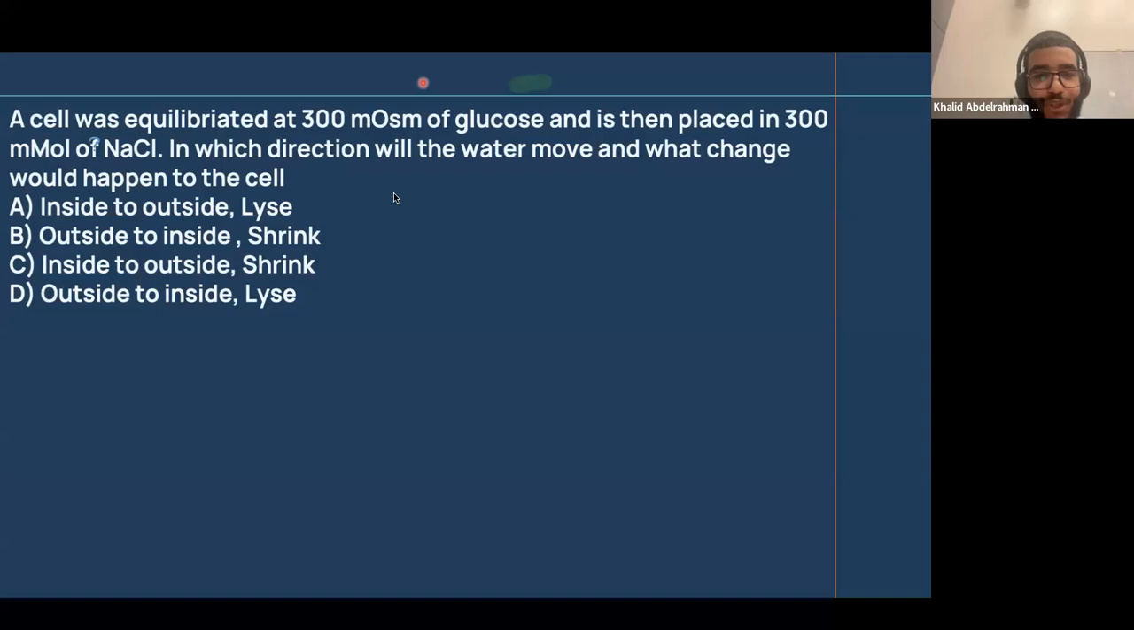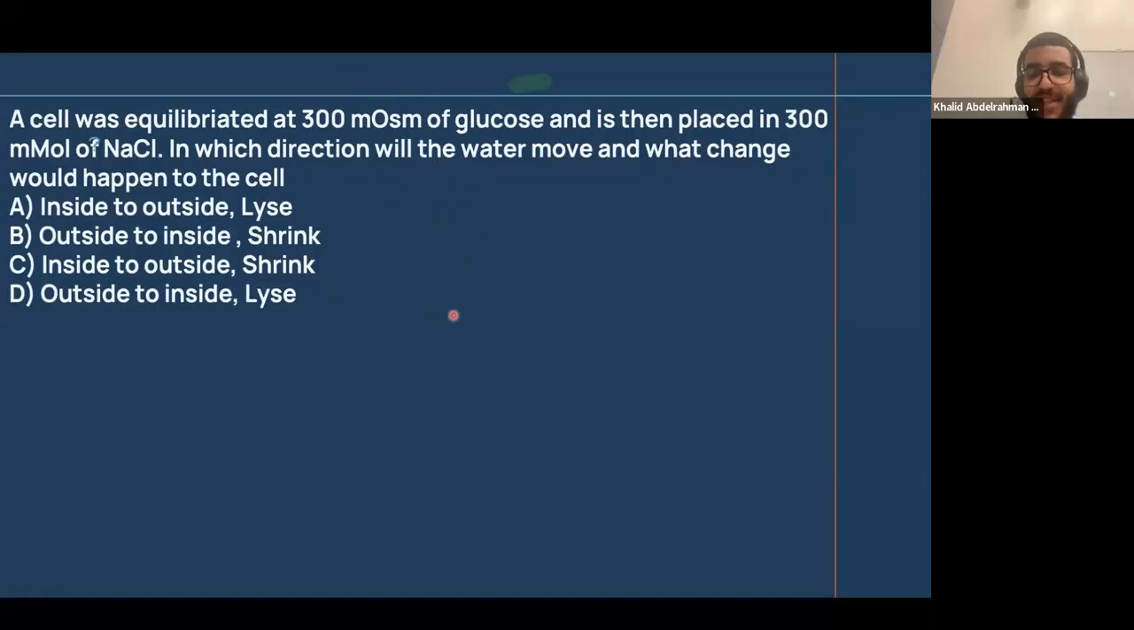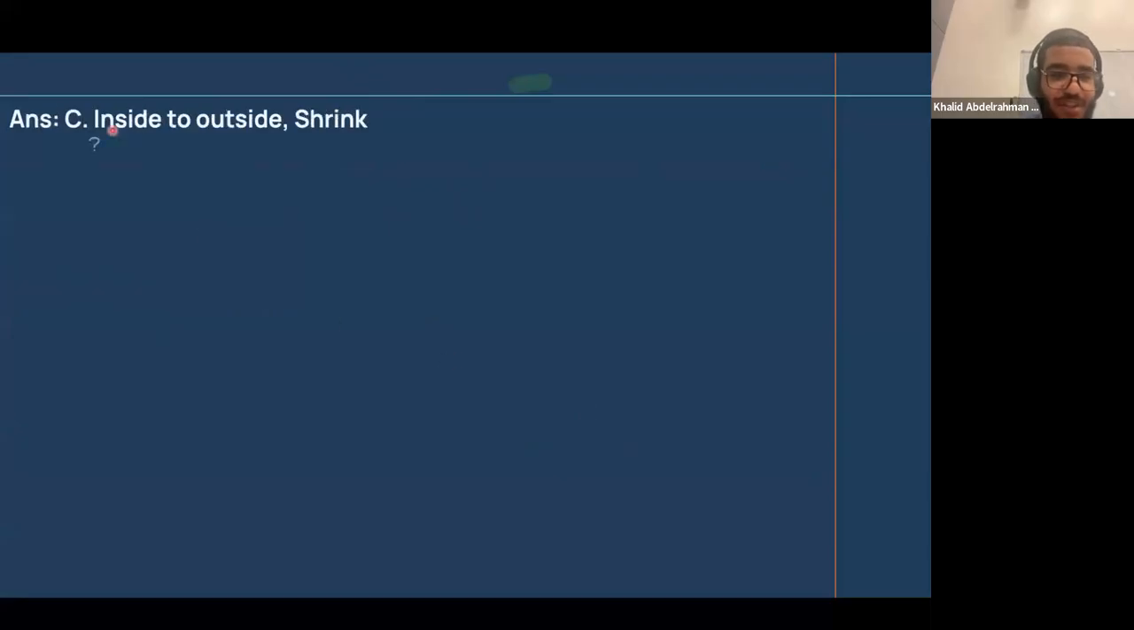So the people who put D or B, why do you disagree with what he said? No, I have a question about why it lyses or why it shrinks. It's obvious that it's from inside to outside, but how do I differentiate between if it lyses or shrinks? Okay, I'll explain that in a bit, but at least you get the concept of inside to outside. That's very good. Okay, so indeed the correct answer was C, inside to outside, and then shrink.